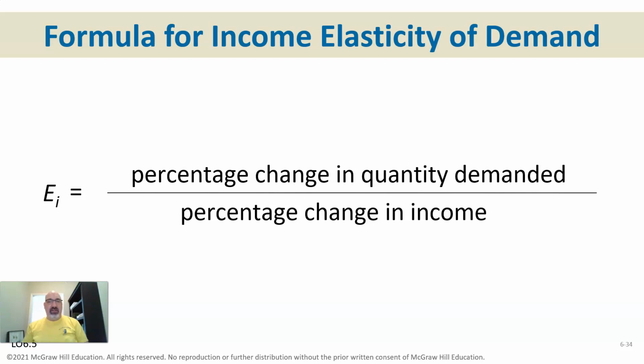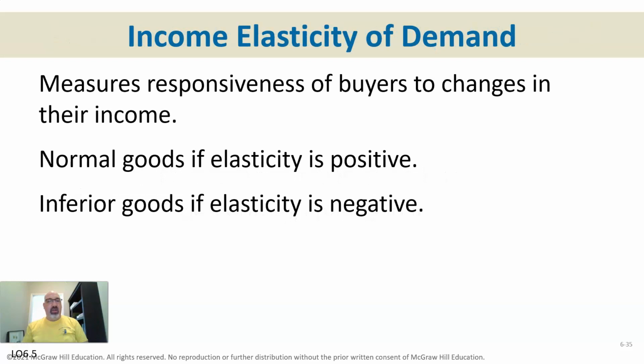So income elasticity of demand. When we did demand, we talked about normal and inferior goods. This will tell you whether or not a good is a normal or inferior good. Cross-price elasticity or income elasticity. And I don't know why this author wants to use E sub I. That should be E sub Y. But percentage change in quantity demanded divided by percentage change in income. And so it measures responsiveness of buyers to changes in their income.